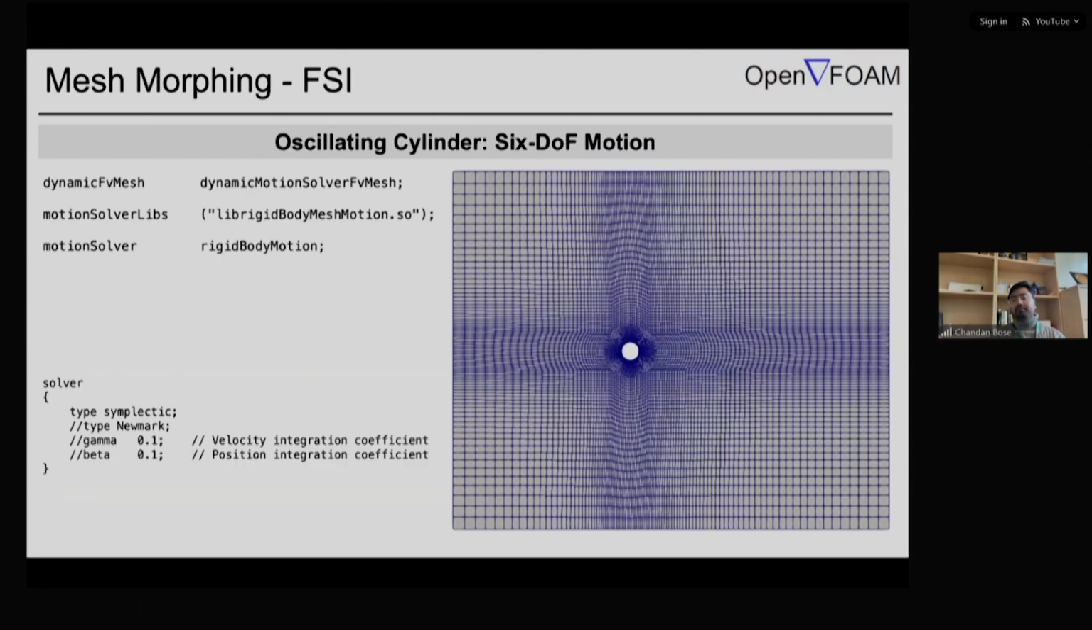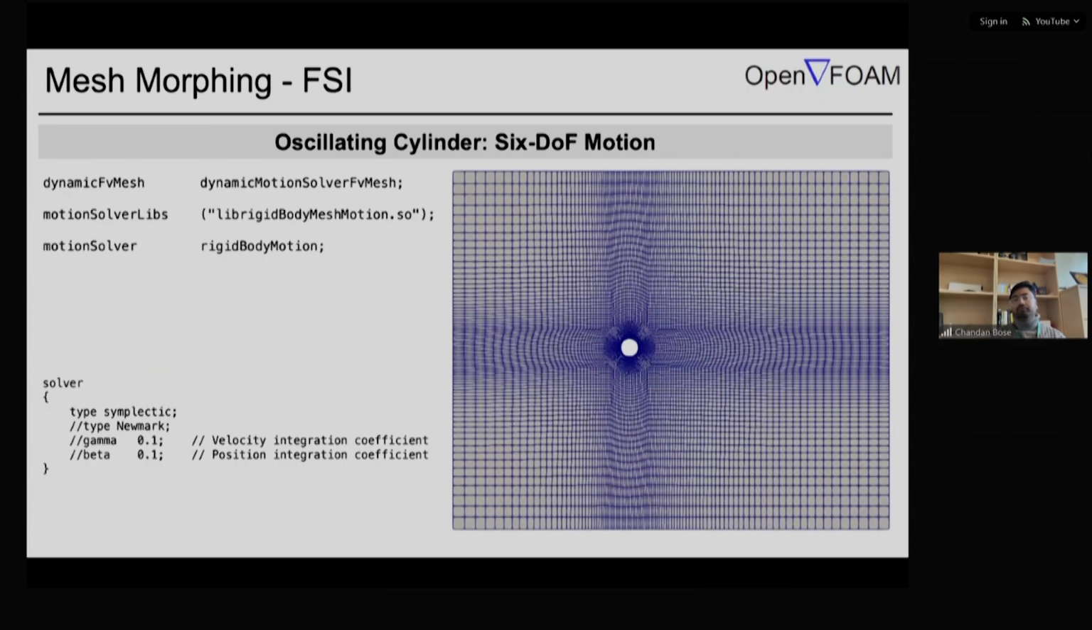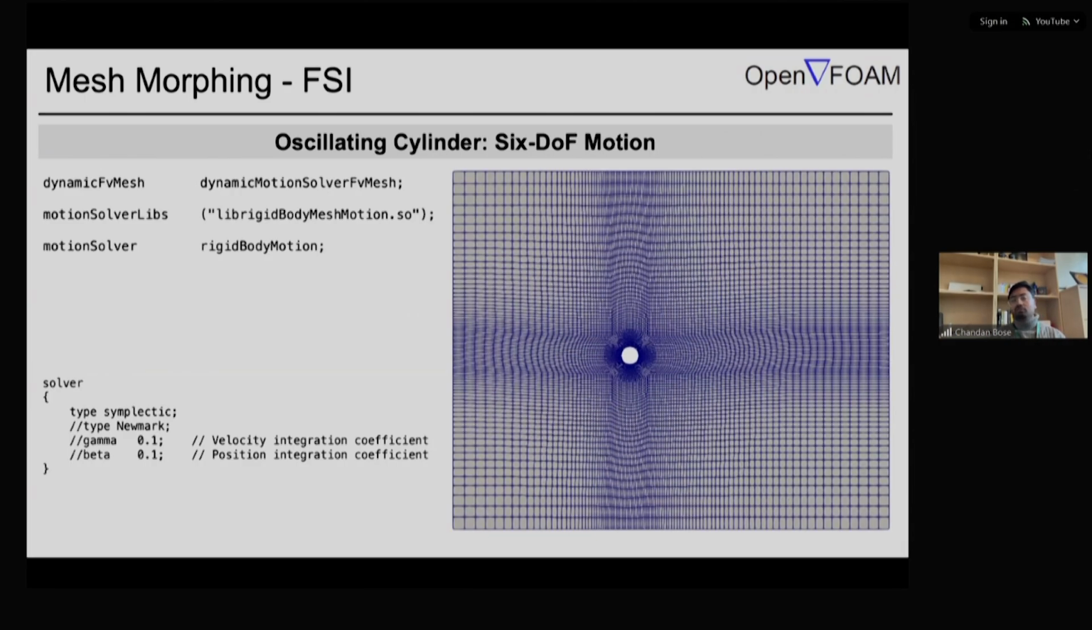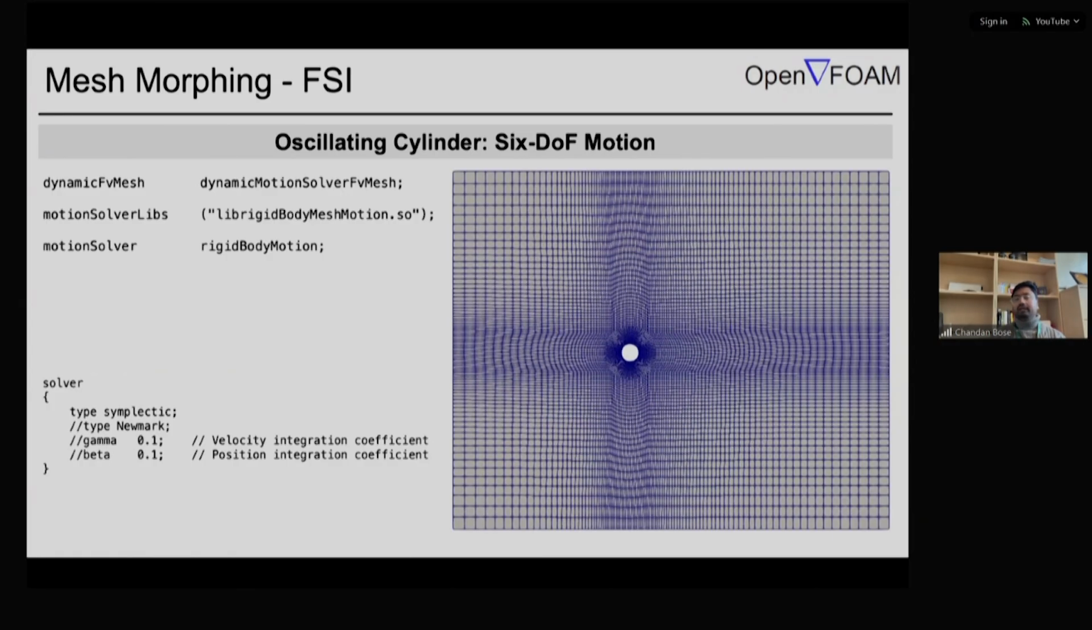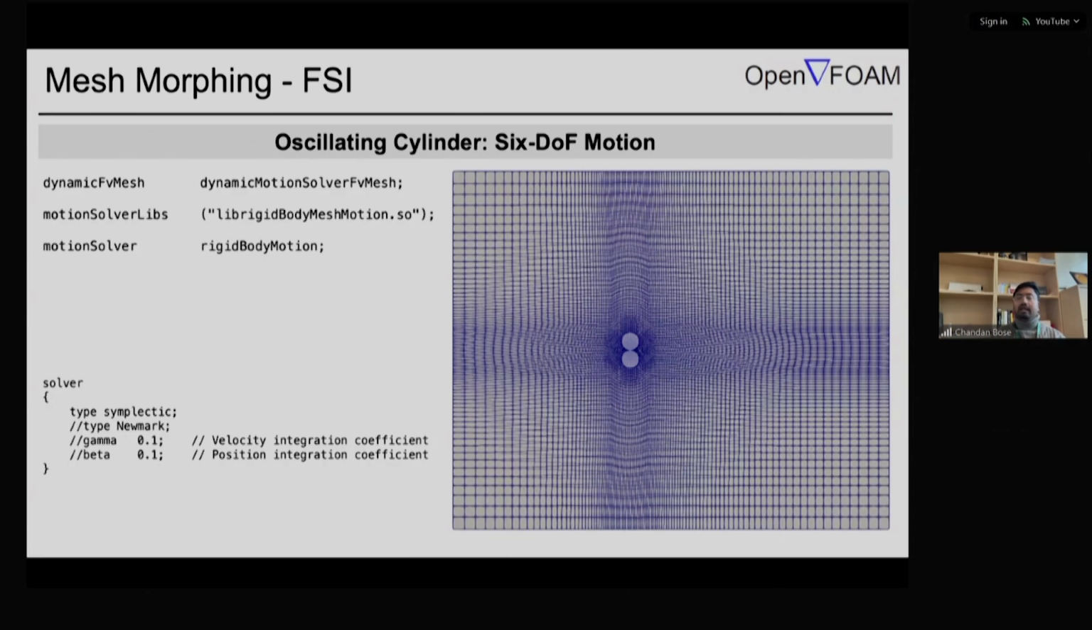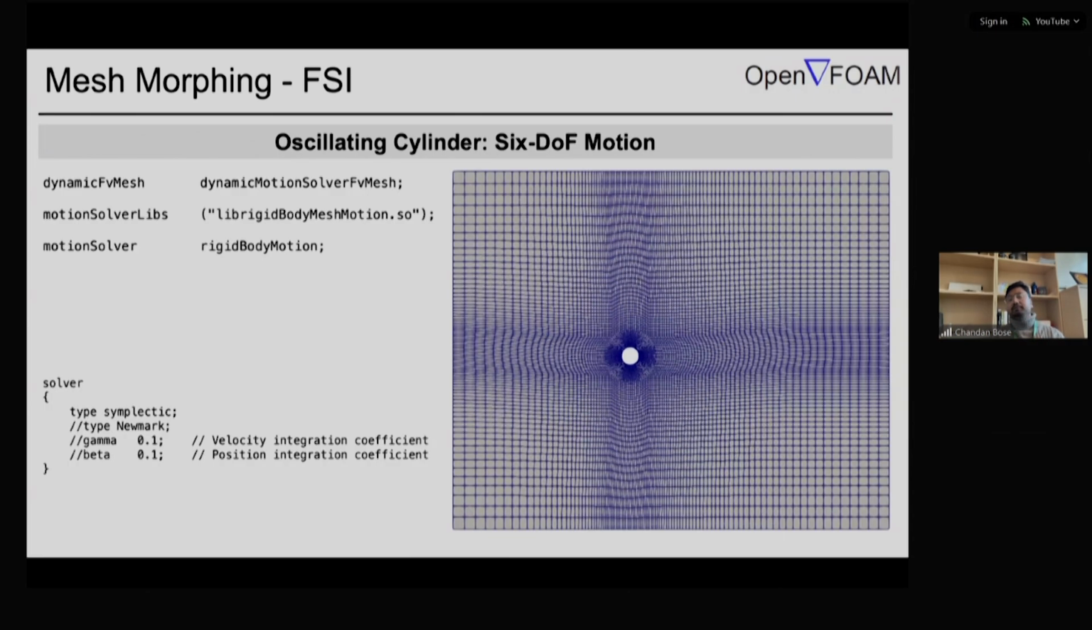Now, the last example on mesh morphing is a fluid structure interaction example where we do not define the motion function, but we allow the cylinder to move with the surrounding unsteady flow. Due to the aerodynamic force that the surrounding unsteady flow generates on the body, you can imagine it as a spring mounted cylinder, and we can study the vortex induced vibration of it due to the vortices shed by the cylinder.